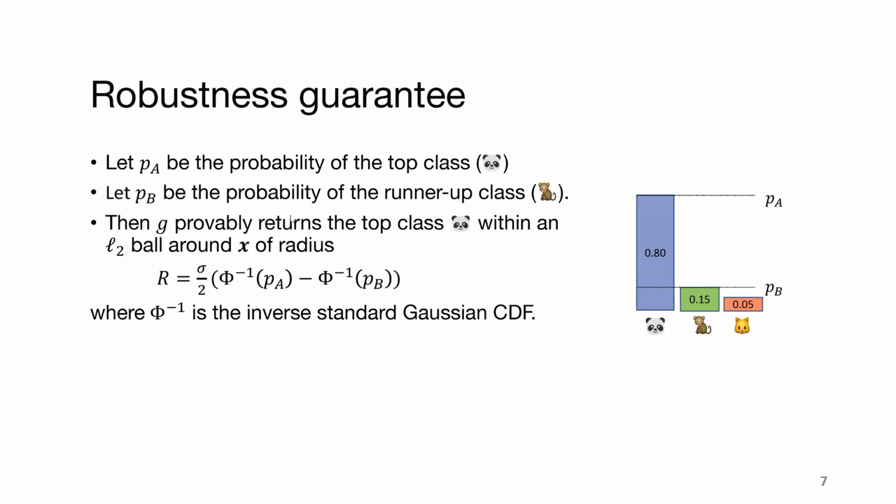Okay, the certified radius is this: here we have a clean example X, and around this X we have a radius R. Within this radius R, for any example within this circle, the smooth model will return the same prediction result as X. This is why they call it certified.